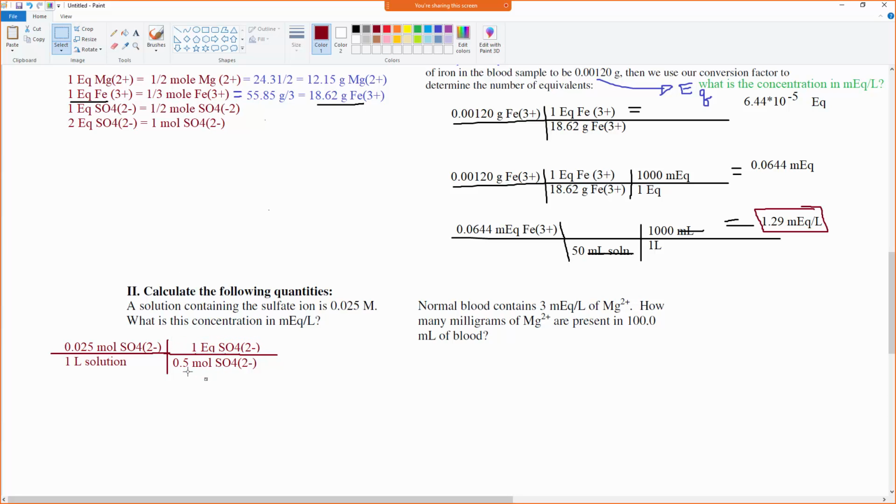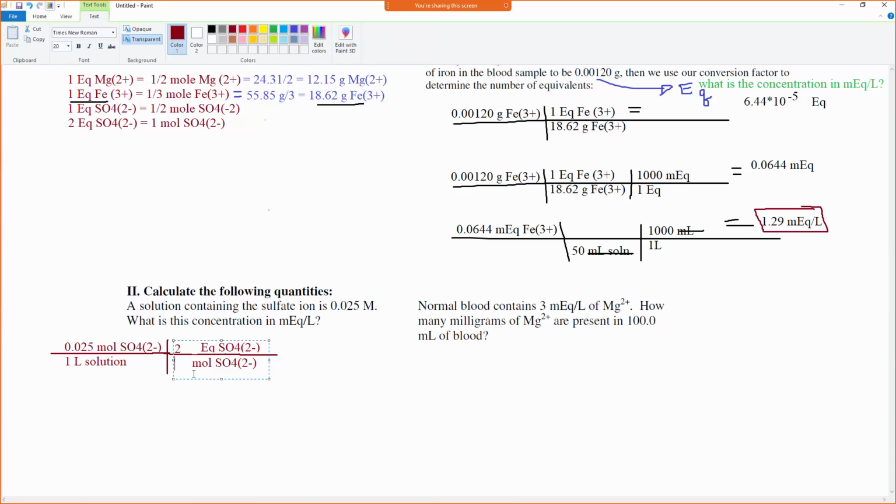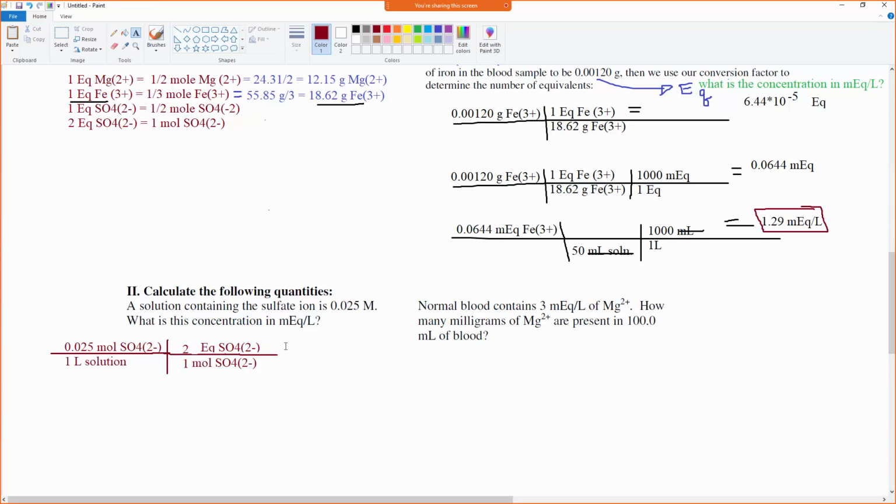I apologize. I'm going to change it now because 1 divided by 1/2 is the same as 2 divided by 1. Okay. So 1 mole of sulfate, because it's got a 2 negative charge, is the same as 2 equivalents. This is the same thing as saying that 1 equivalent is 1/2 of a mole. 2 equivalents is 1 mole.